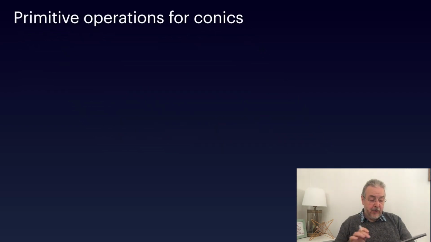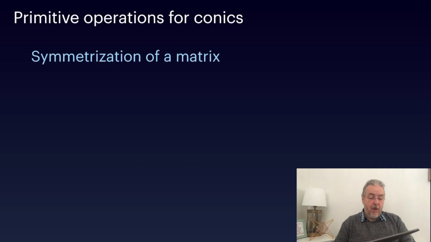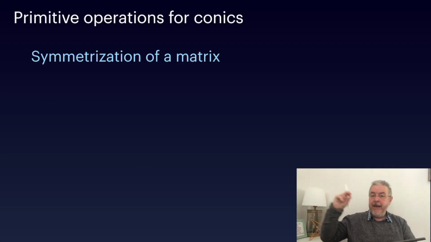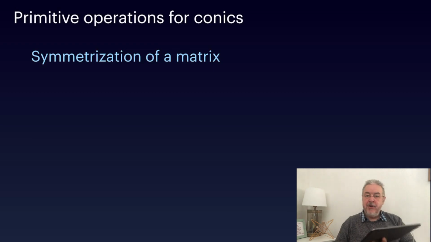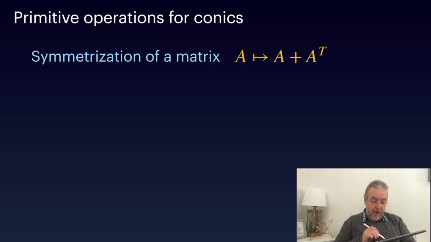So what I want to show you are operations like symmetrization of a matrix. So assume you have a matrix that should represent a conic, but it's not already symmetric. How do you make it symmetric? Well, actually, this is the easiest of our tasks so far, and we already had it. You simply have to replace your matrix by the sum of the matrix with its own transpose. This will give you exactly the same conic.